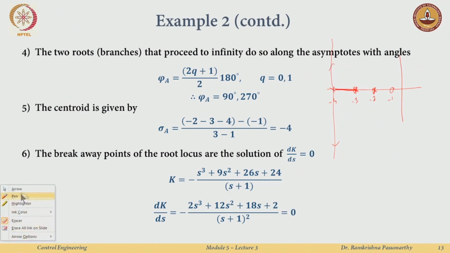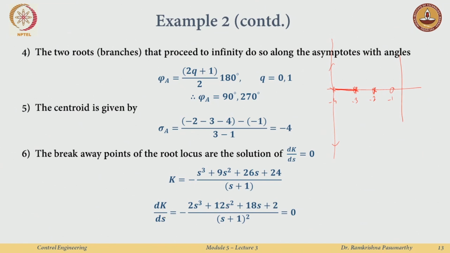Now, the next thing is, where do these branches meet? Does this one wait for the other to come all the way here and then they move away, or do they meet somewhere in the middle and then move apart? That is what we will find. So, there is a breakaway point. Is the breakaway point minus 4 or minus 3 or whatever? Let us find that, and it is given by the solution of dk by ds equal to 0.